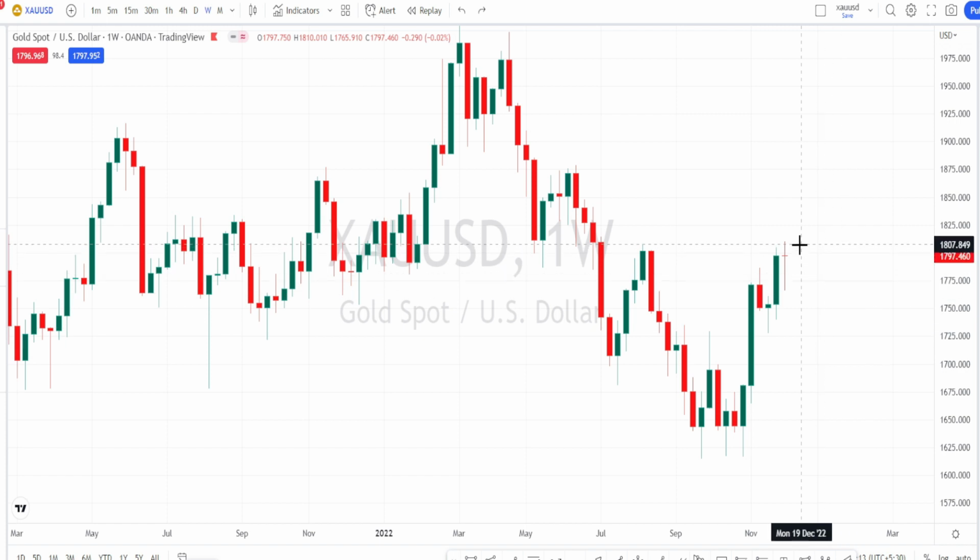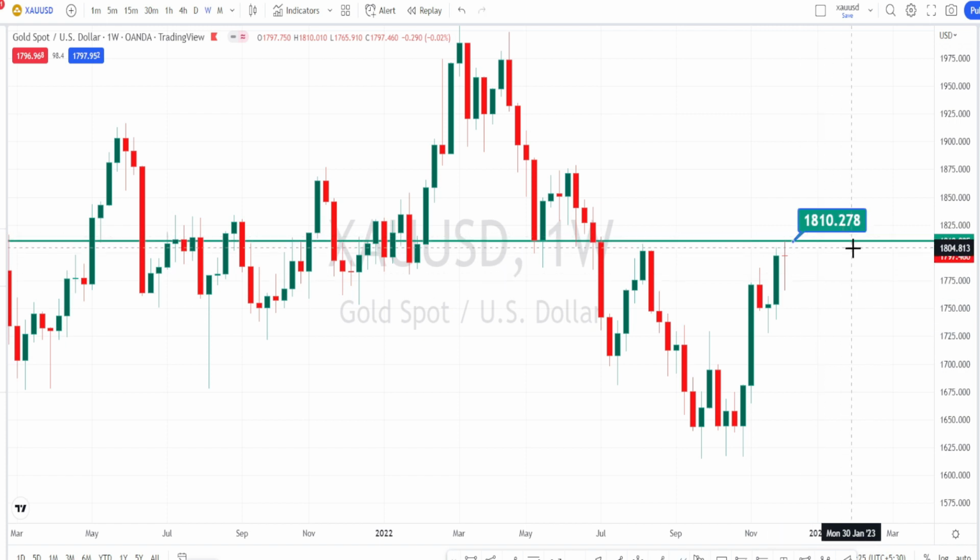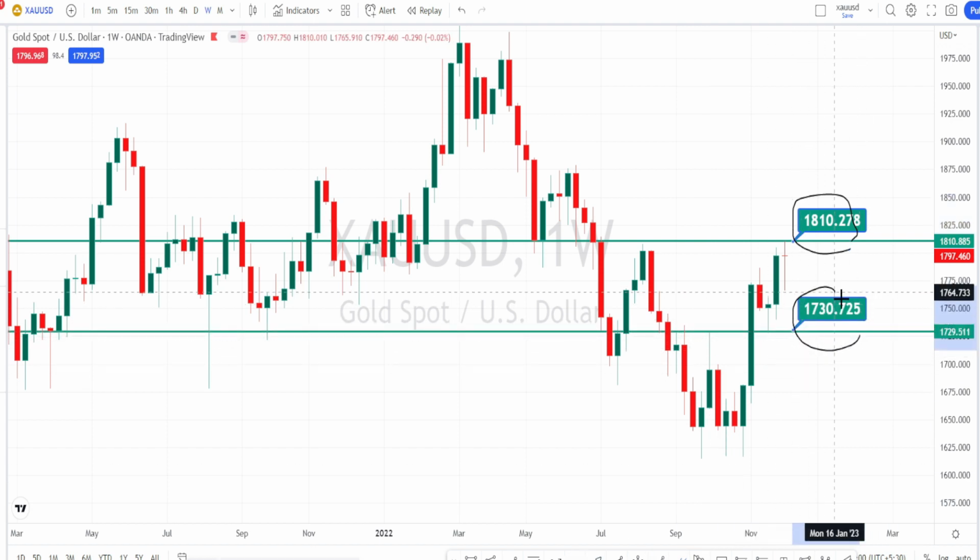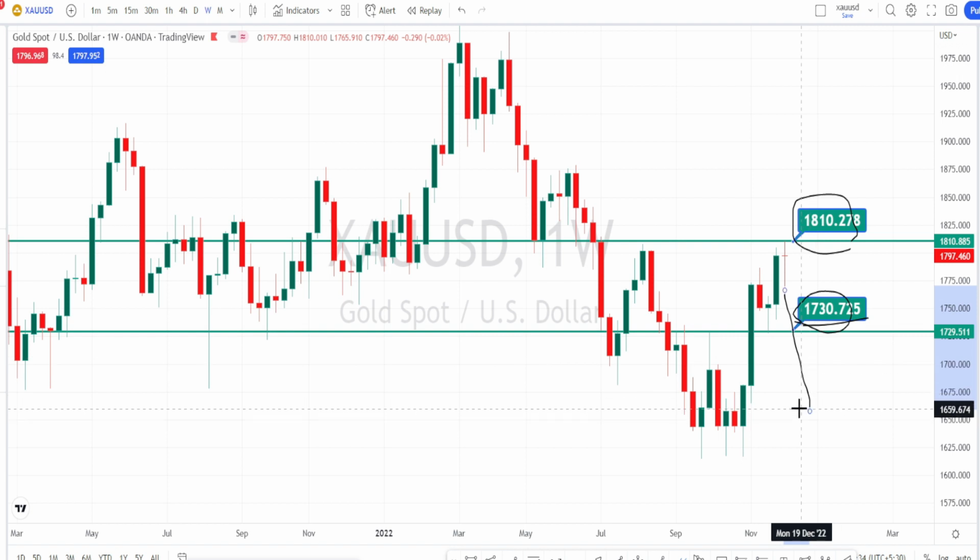So when we look at the highest it has gone, it is about 1810, and when we look at the lowest it has gone, it is about 1730. So as long as the price action is trading above this support level of 1730, it is not a bearish side trend reversal. It will only be a retracement on the bearish side, and only when the price action breaks the previous low of 1730, it will be a bearish side trend reversal in weekly time frame.